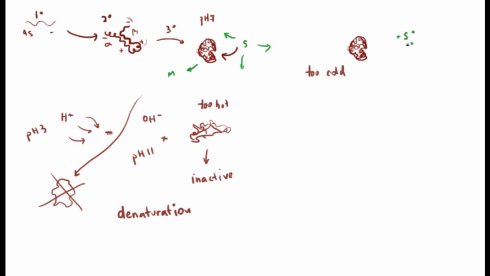and the substrate. Okay? And so under conditions that are too cold, we expect the overall enzyme activity, the rate of conversion of starch into maltose, to slow down the reaction that is catalyzed by the enzyme. Okay.